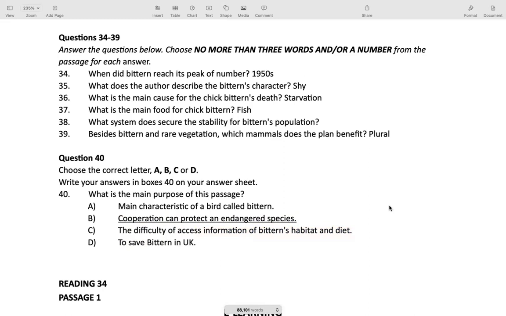Yes, sir. Okay. Is this clear? This part? This answer? Okay. Which mammals does the plan benefit? This does is not for mammals, Nafisa. This does is for the plan. So it's right grammatically. The plan benefits which mammals? Is it clear?